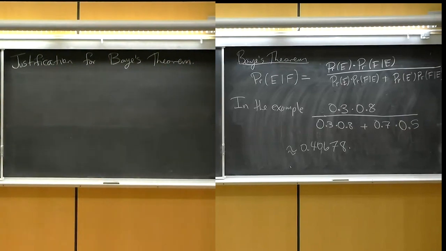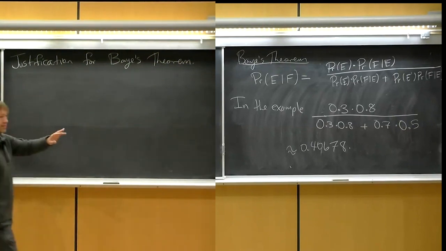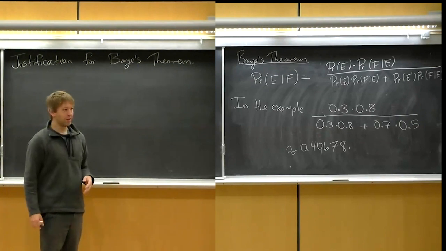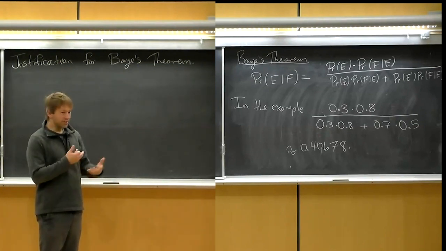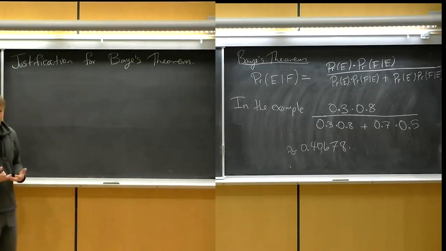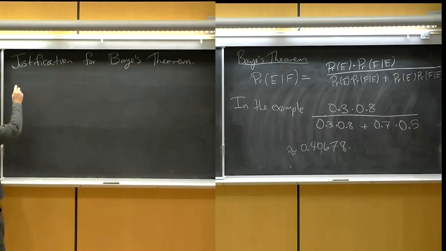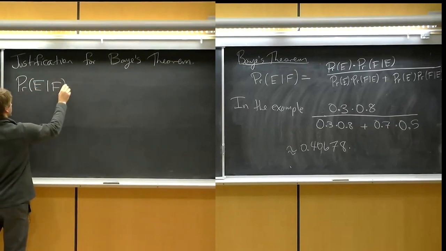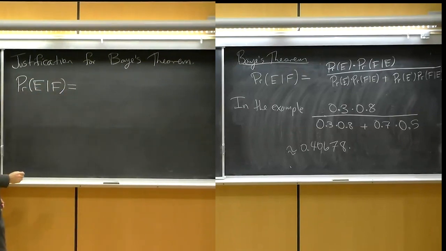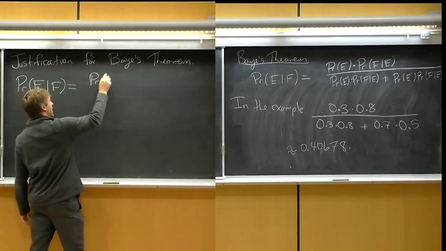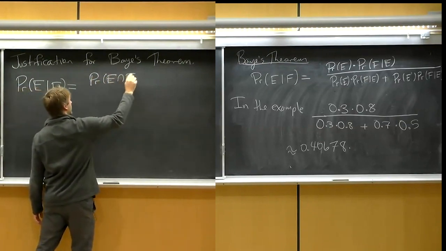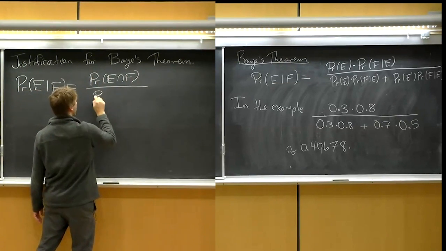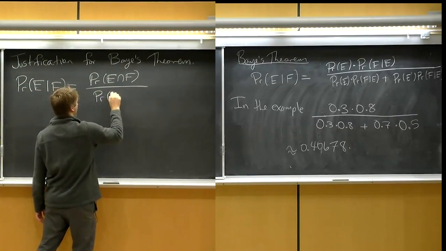So actually, this formula might look kind of new, but there's nothing new in it. You can just derive this from things we've already learned about in conditional probability. So what's the original formula for the conditional probability? It's the probability of E intersect F over the probability of F.